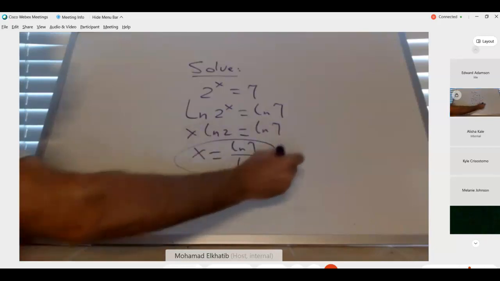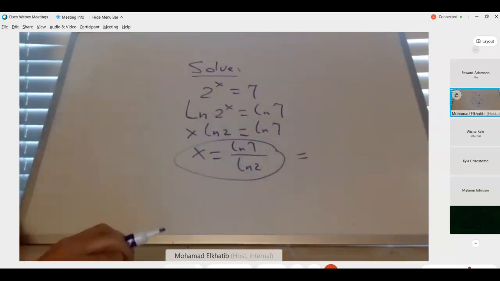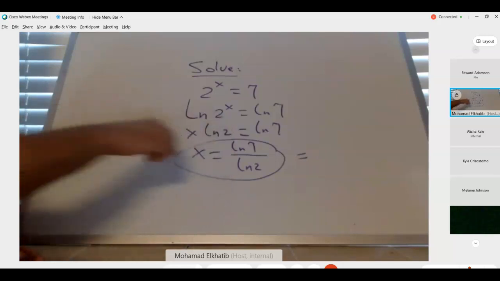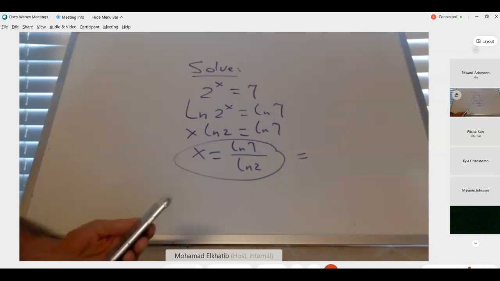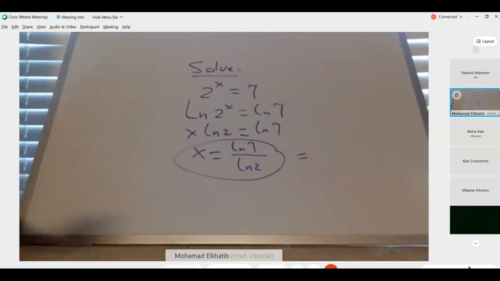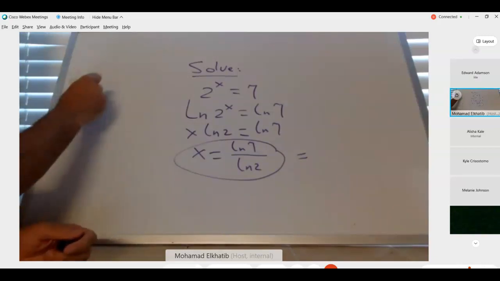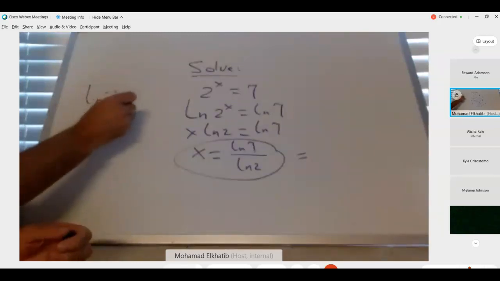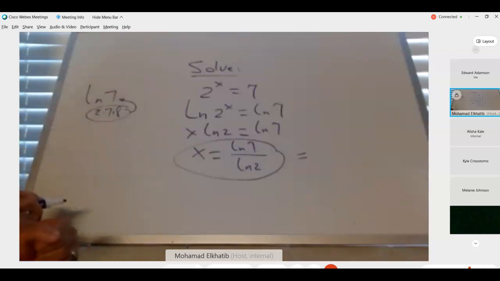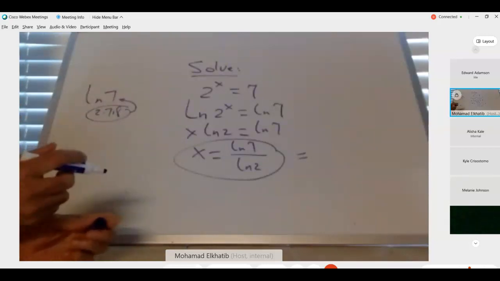There goes my answer. Now, your book likes an answer like this, but I really don't like it. Why? I really need to know the decimal answer for this. So I'm going to go to my calculator, find ln 7 and ln 2, and divide them by each other. So let's do that here to make you understand what we're doing. ln 7 means what? The base is 2.718. How many times would I multiply this to get 7? See, you cannot do that in your head. That's why you need a calculator.